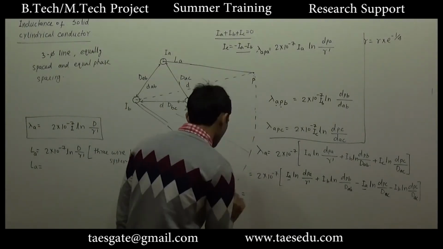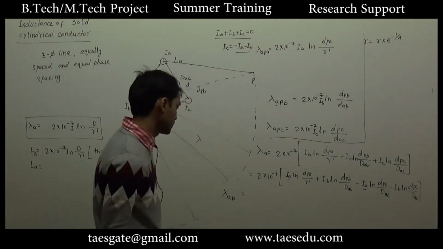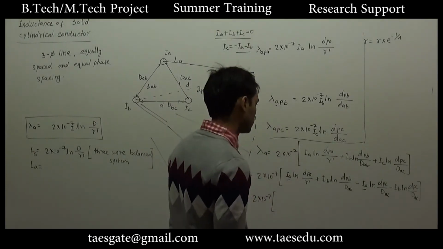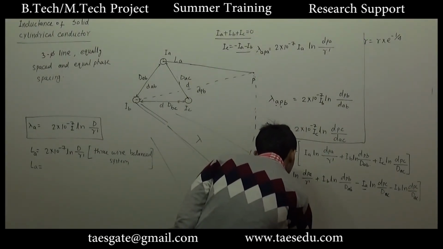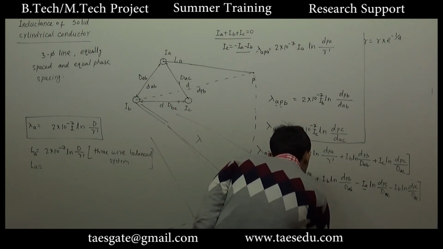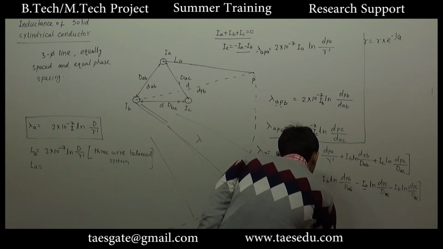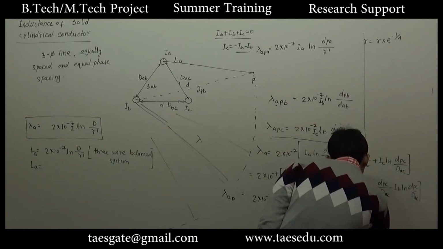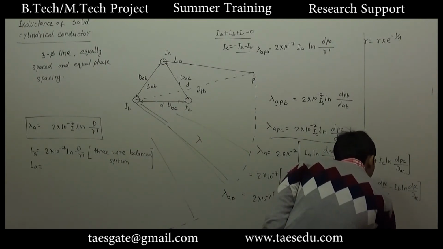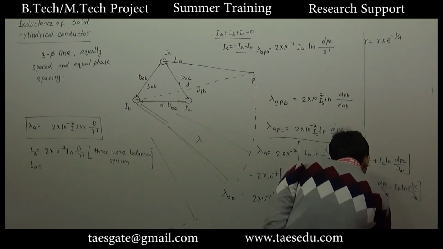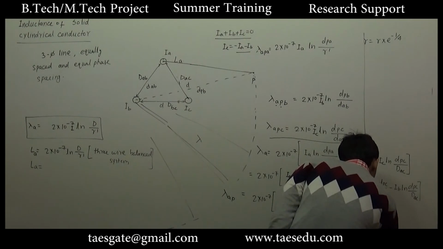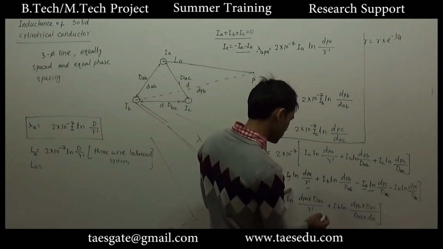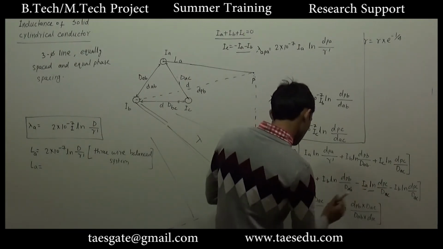so the flux linking to A up to point P, due to all these three conductors will be 2 into 10 to power minus 7. This will be IA ln dPA into DAC divided by R dash plus IB ln dPB into DAC divided by DAB into DPC. In the first part, IA and IA, so dPA into DAC, and this DPC will come in denominator.